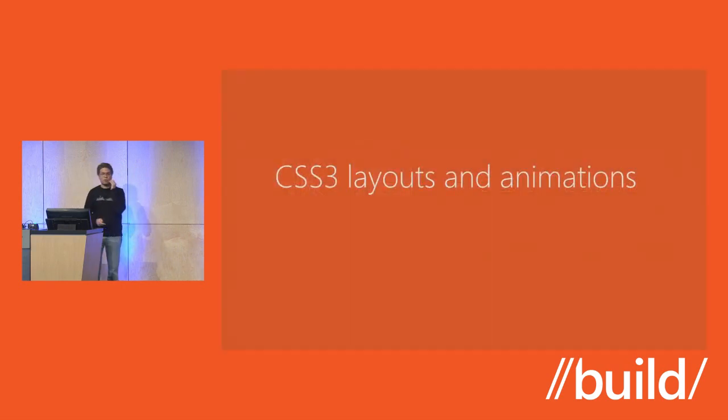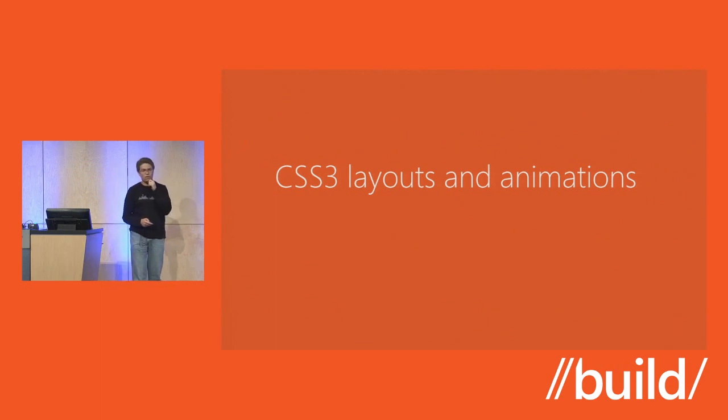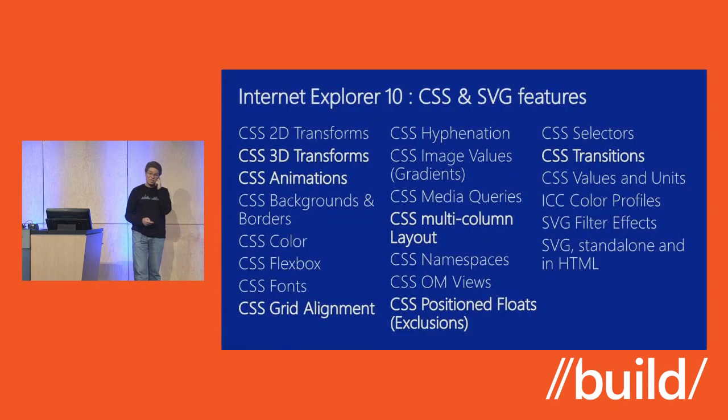So the first section is about layout and animation. And, well, I guess if you've already done some CSS, some of the layouts could be really a nightmare to build in CSS 2.1. So let's see how the new specifications could help you in the future. There are a lot of CSS and SVG features in IE10. Some of them were already present in IE9, like the 2D transforms. We're going to see some of them right now because we only have 1 hour. So we're going to see 3D transform, animation, multi-column, transition, grid alignment, and exclusion, also known as positioned floats.